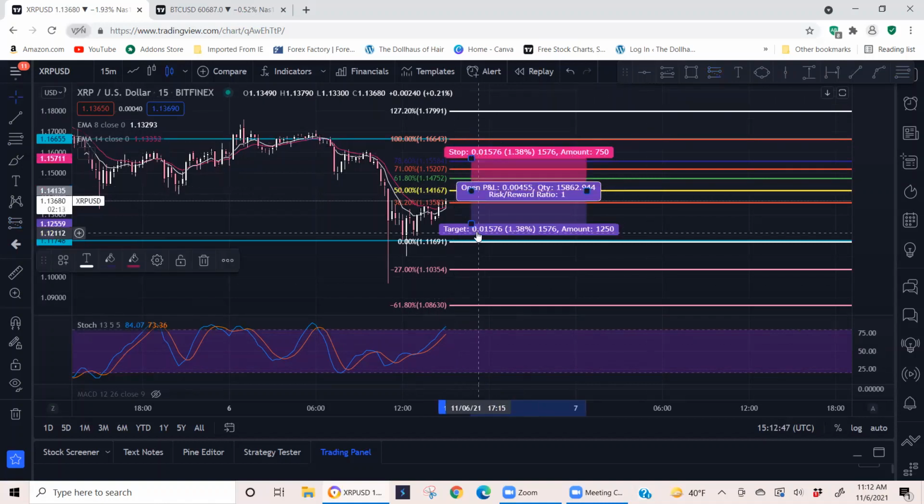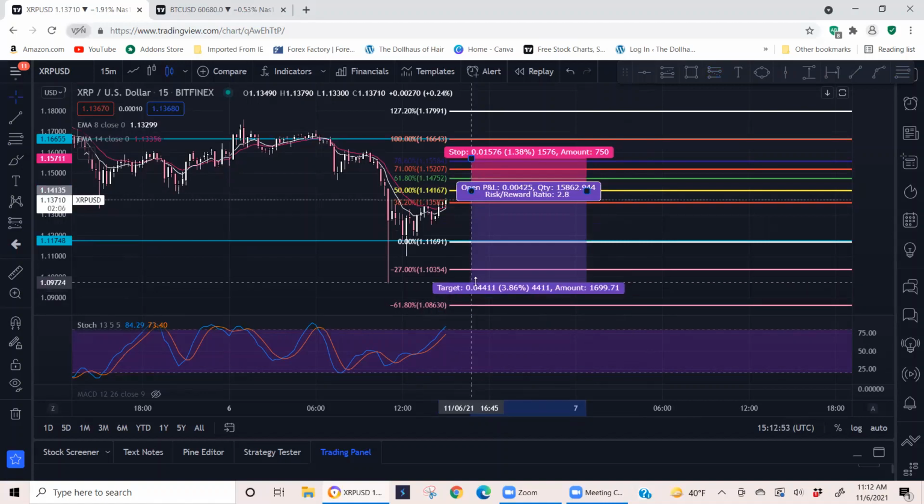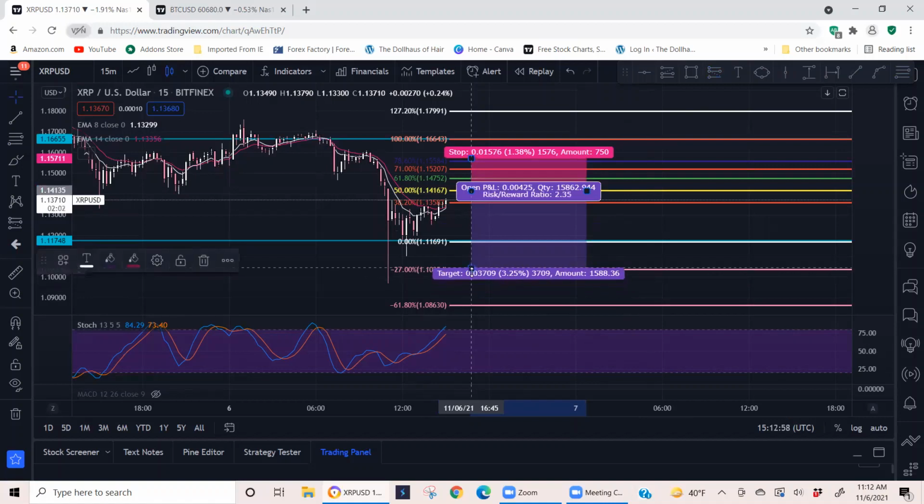And then I'm gonna drag this down all the way to 61.8%. And no, I lied. I'm gonna put it for 2% growth, just in case it doesn't go all the way down that far. So I'll do it for about 2.3. So it's at that negative 27.